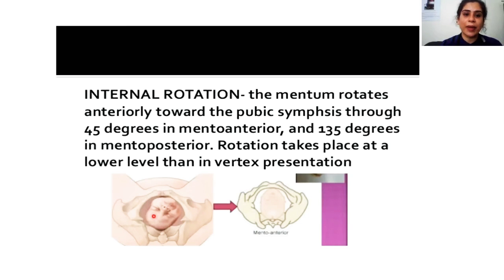So this is the mento-anterior position. They are showing the left mento-anterior, and once the mentum touches the pelvic floor, it will rotate by 1/8 of a circle. So this is the full circle, okay? And we are dividing this circle into 8 quadrants. So when the mentum touches the pelvic floor, it will rotate and come beneath the pubic symphysis. So they are showing in this, the mentum has come beneath the pubic symphysis. This rotation inside the maternal pelvis is the internal rotation.